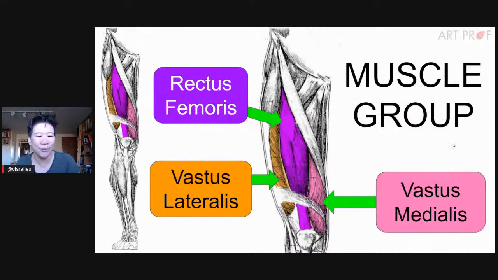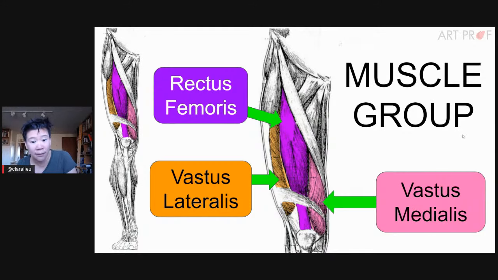Okay, so here are the three muscles. Rectus femoris is the one in the middle. That is the one you're really not going to see. I mean, it's there, but you're not going to see the edges of it. It's not going to pop. And so don't really worry about the rectus femoris. Vastus lateralis, same thing. Unless somebody is Simone Biles, you're probably not going to see it that pronounced.